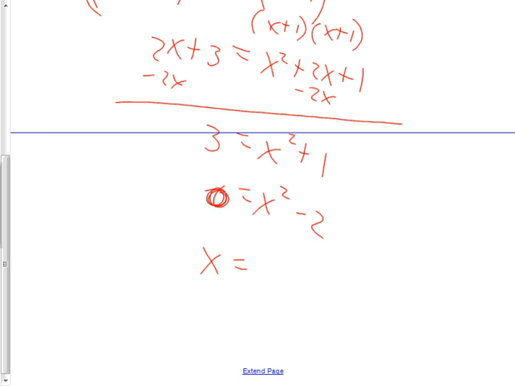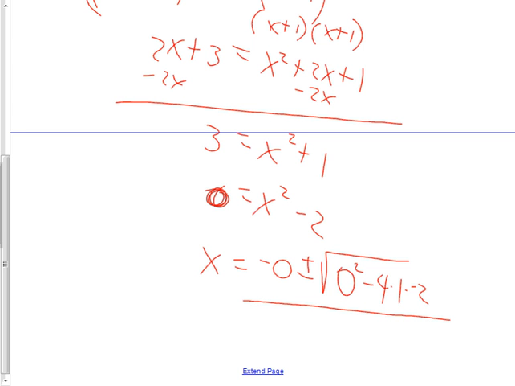X equals negative b. Wait a minute, there's no b term. So what do I put? 0. Negative 0 is just 0, right? Plus and minus square root of b squared, just 0 squared, minus 4ac, 4, and a is 1, and c is negative 2, all over 2a. 2 times a is 1. Notice that the only thing that's weird about this is b is 0. That's the only thing that's really weird about it.